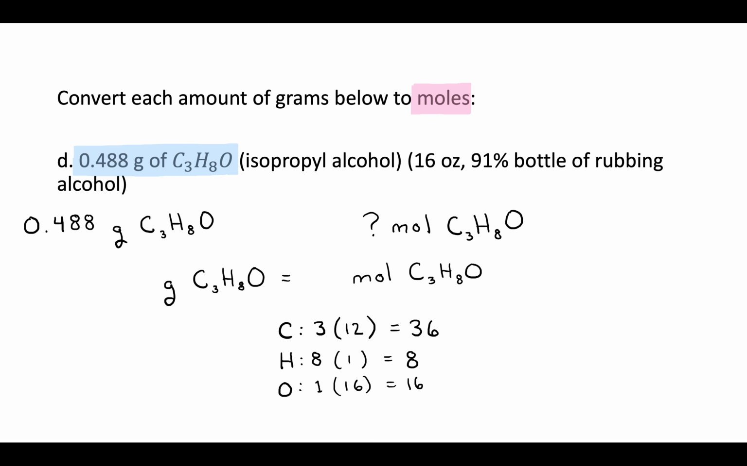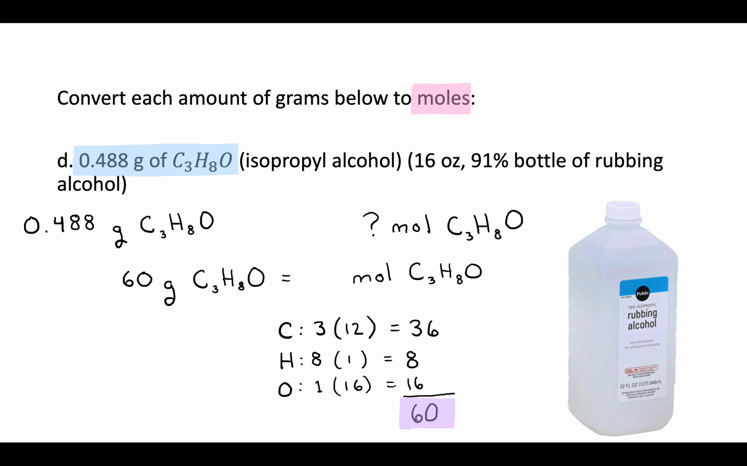Okay, so if we had 1 mole of this C3H8O, we'd have 36 grams coming from carbon, 8 grams coming from hydrogen, 16 grams coming from oxygen. Altogether, that is 60 grams. So there would be 60 grams of C3H8O in every 1 mole of C3H8O. And again, that name for that is isopropyl alcohol.